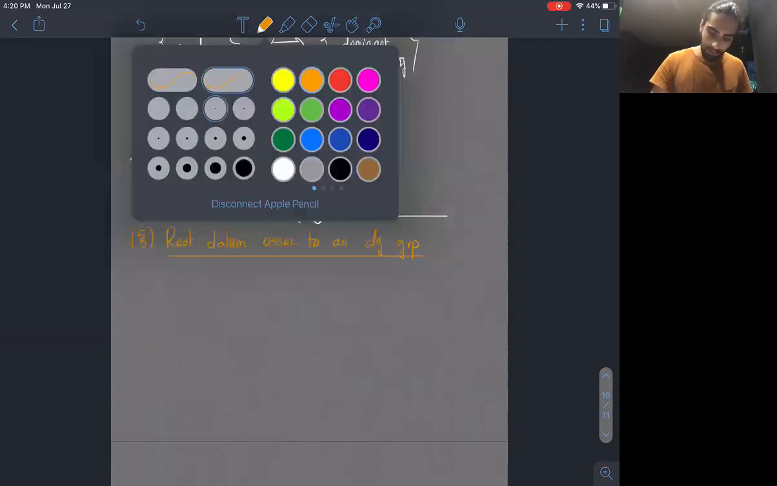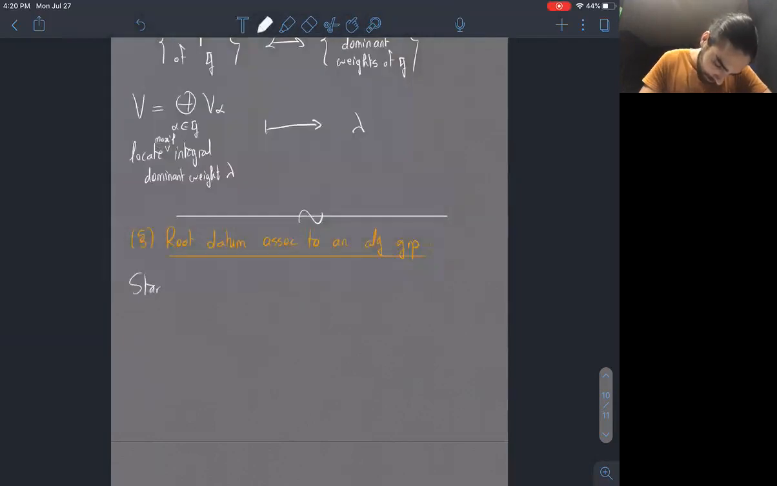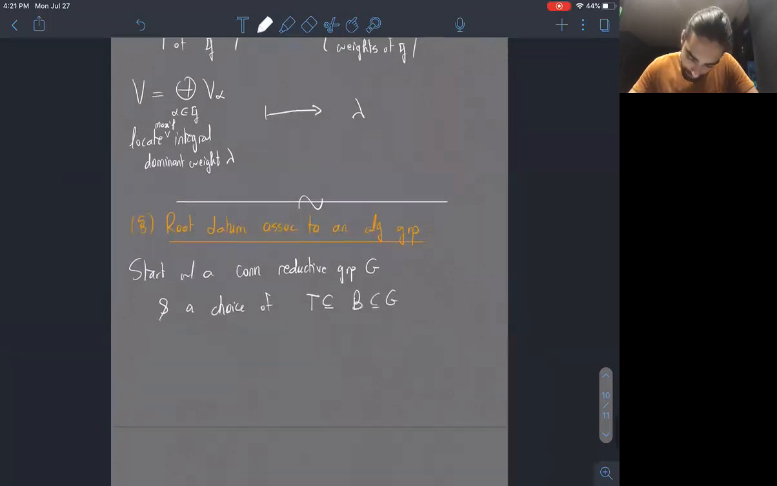And the setup will be similar. We'll start with a connected reductive group G and a choice of Borel and maximal torus, which, if we pass to the Lie algebra side, gives us a triple as before.